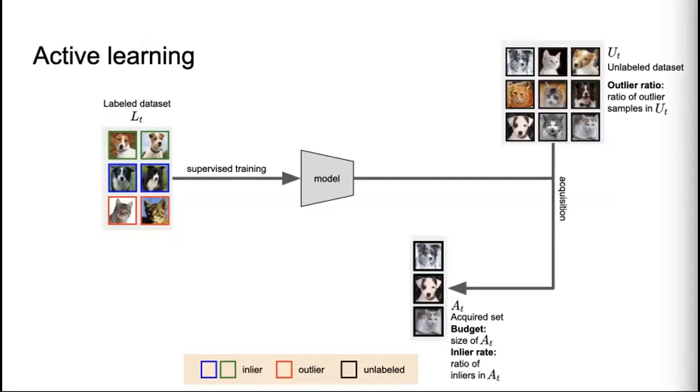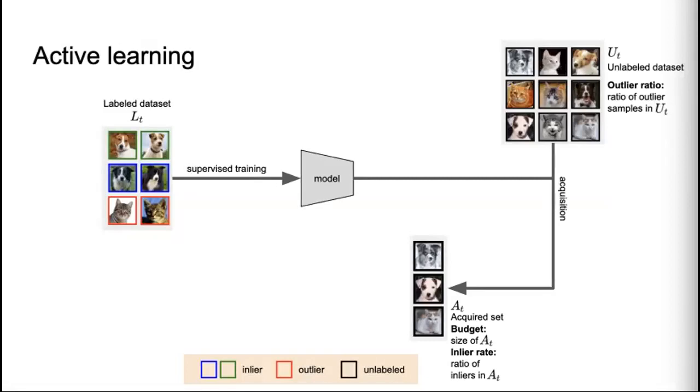We consider the setup where the unlabeled dataset additionally contains images that don't belong to the classes of interest. We refer to these images as outliers. This setup is more realistic than the one without outliers, which is usually studied in active learning.